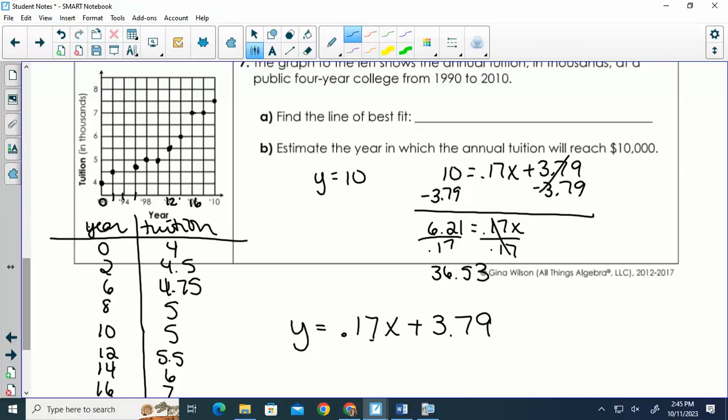Okay, let's just go ahead and round this. This would be about how many years? 37. 37 years.